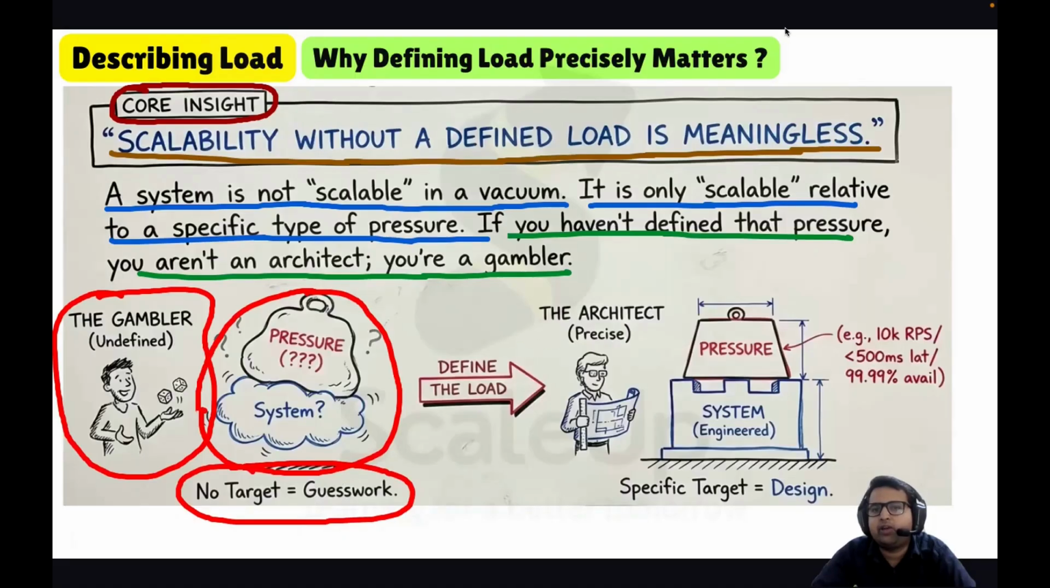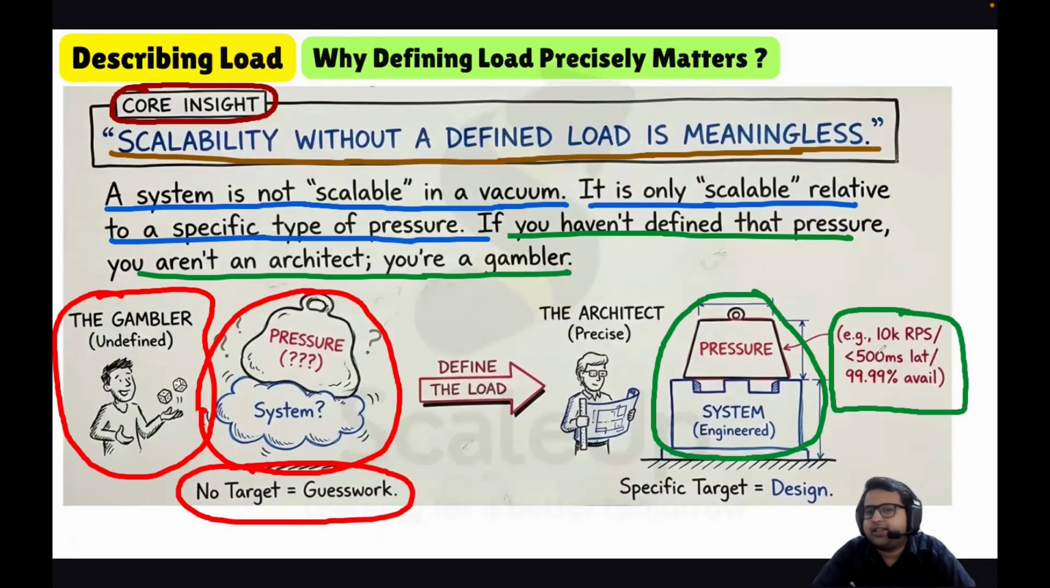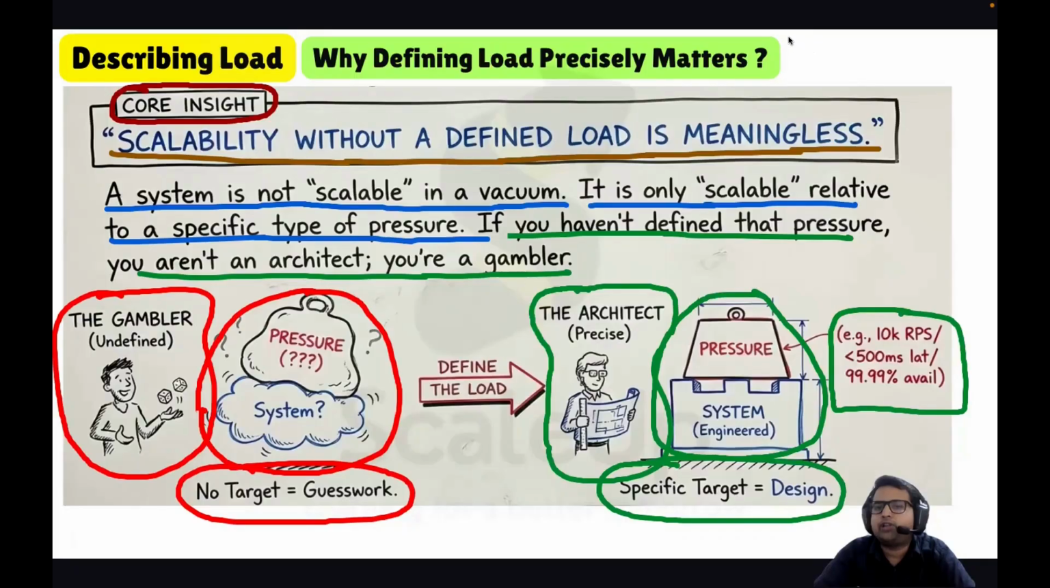But if we define the load precisely, like the load is 10K requests per second, the latency should be less than 500 milliseconds, and availability should be 99.99%, this is the precise definition of the load. Then you will be a system architect in the true sense. That is the importance of defining the load precisely. Scalability without a defined load is meaningless.